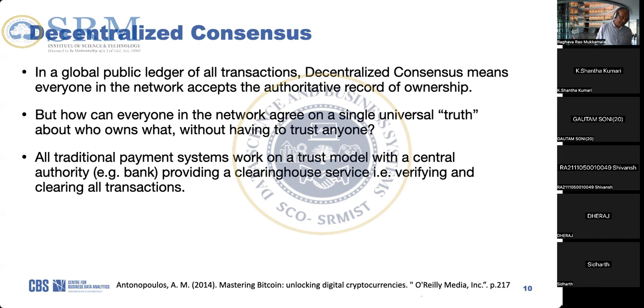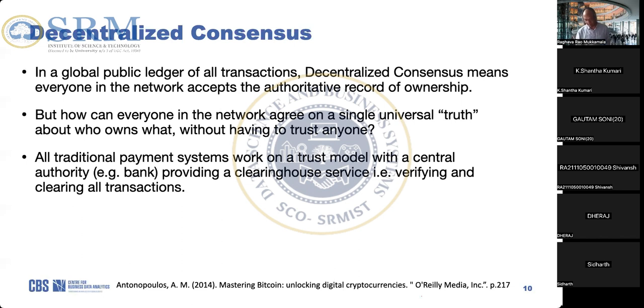If you compare this with traditional payment mechanisms, they work on a trust-based model, where you have a central authority, a bank, and you believe the bank. We assume the bank does no wrong and is trustworthy. The bank provides the clearing services, for example verifying and clearing the transactions. As long as we have trust in the bank, everything is taken care of, right?